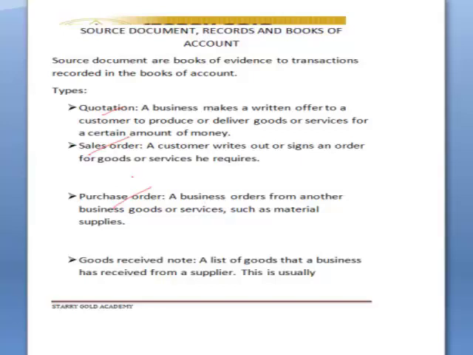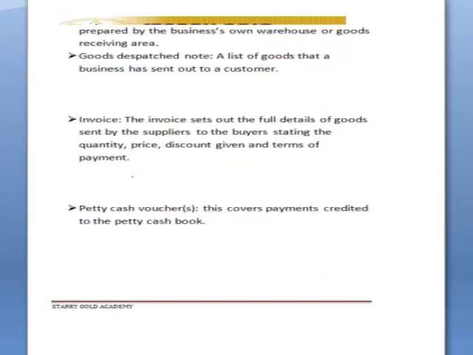So that is what we call a goods received note. This is usually prepared by the business-owned warehouse or goods receiving area. Then we have what we call goods dispatch note, a list of goods that a business has sent out to customers.